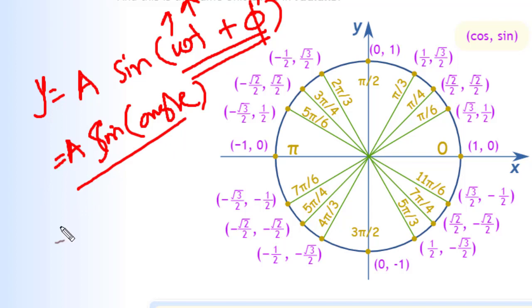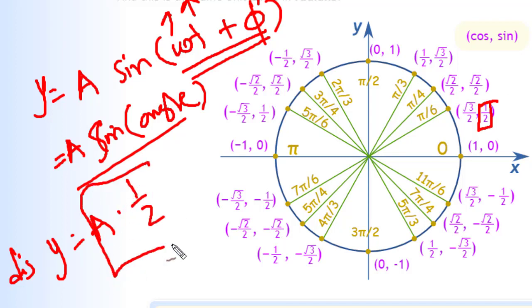Based upon that, you can easily calculate the displacement: y is equal to A sine of the angle. If the angle is, say, pi by 6, you can easily get sine of pi by 6 is equal to this value, so it is going to be A divided by 2. So the displacement will be half the amplitude. In the same way, if they give any other angle, you can easily find out the value based upon this unit circle. That's why understanding this unit circle is very important.